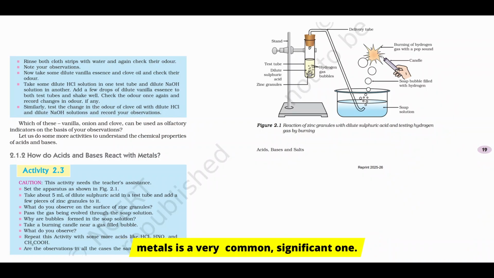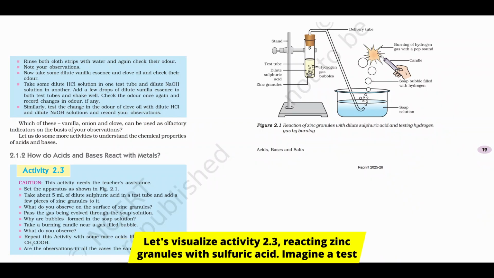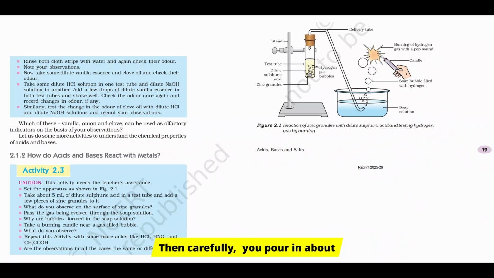The reaction of acids with metals is a very common, significant one, and it's a classic experiment for your practicals too. Let's visualize Activity 2.3, reacting zinc granules with sulfuric acid. Imagine a test tube. You put a few small, shiny zinc granules in the bottom.